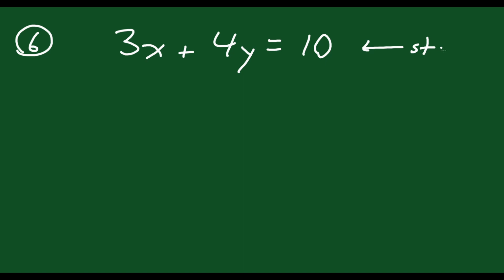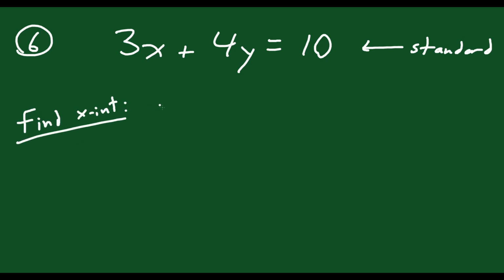Number 6. Let's say I have 3x plus 4y is equal to 10. So clearly this one here is in standard form. And let's say I want to turn it into point slope form. So how could I turn this into point slope form? Well, first what we're going to need is a point, right? And I think the easiest point to find might be the x-intercept, or it would be like one of the easiest points to find is the x-intercept. So we're going to find the x-intercept.